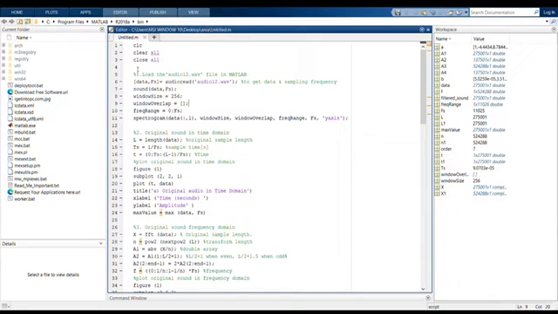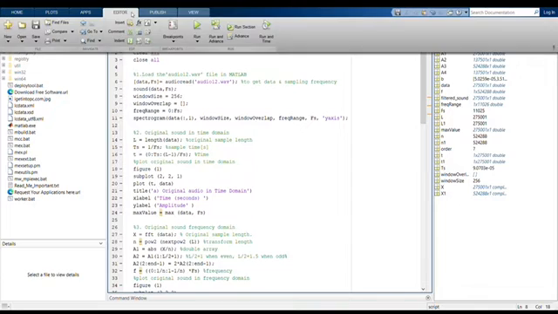This is our coding. At first, we choose audio number 12. We load our audio first, so here we can hear the audio.